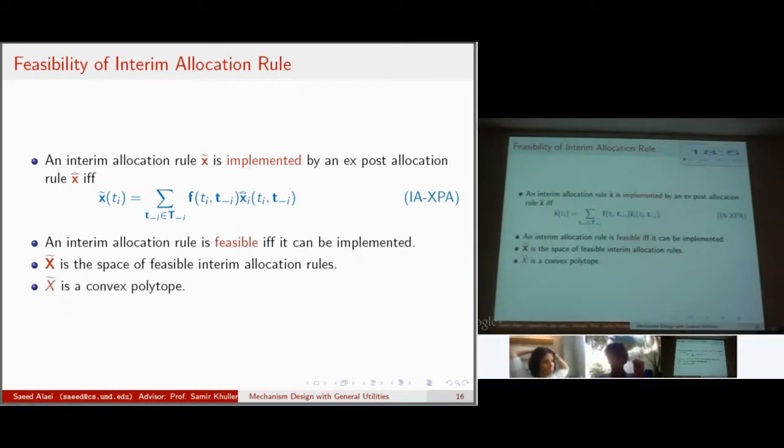It's easy to show that this capital X tilde is always convex, regardless of whatever combinatorial allocation constraints you have, assuming that you allow for randomized mechanisms.